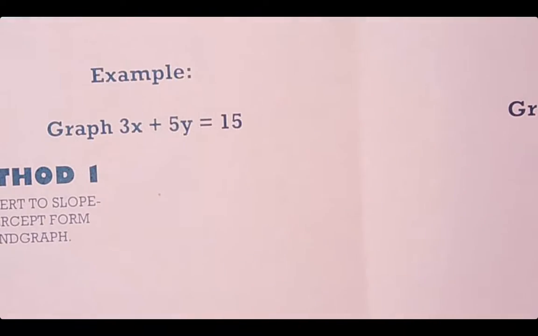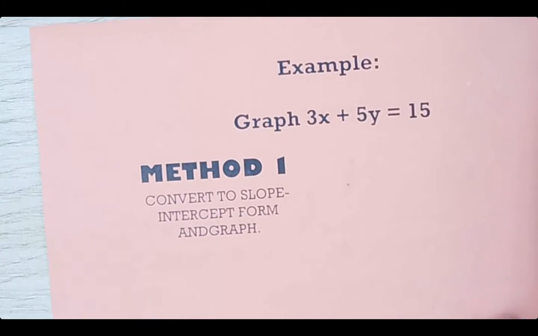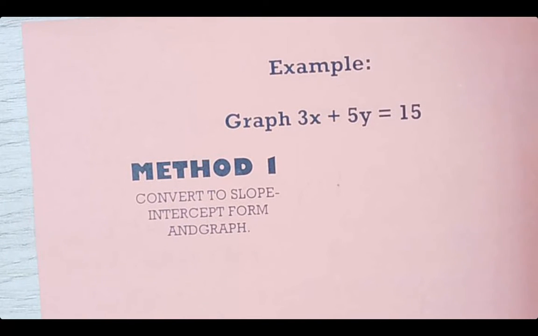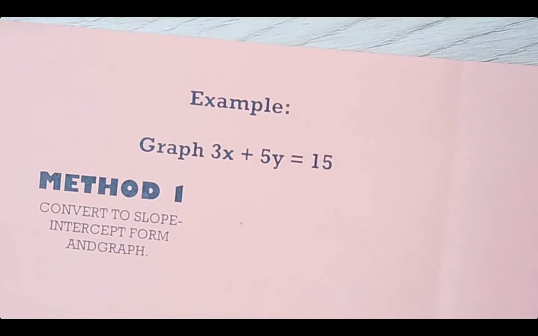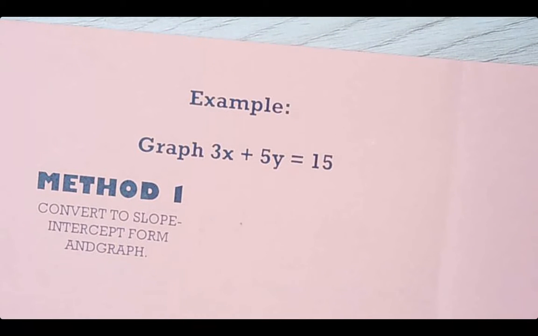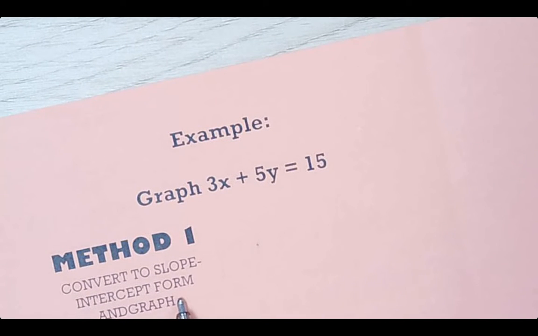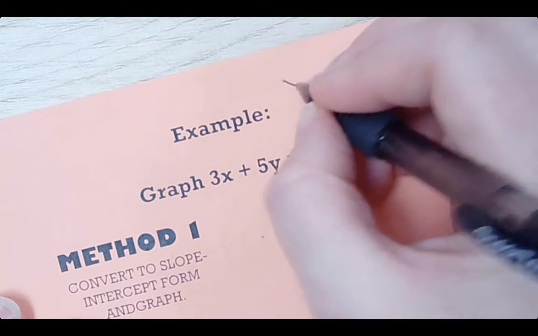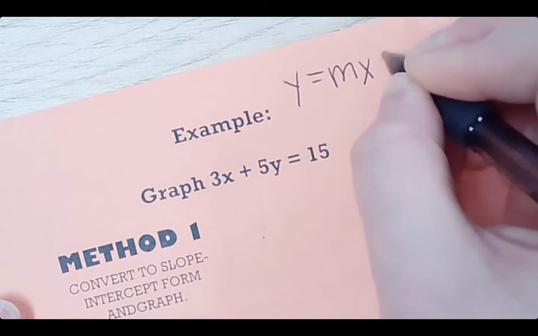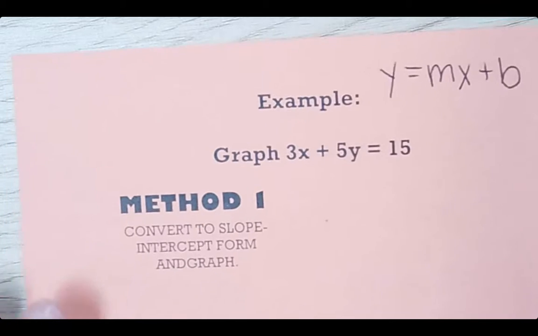Okay, so let's look at actually graphing it with a good graph, since I just had to sketch it on that last one. All right, so here's our example. 3x plus 5y equals 15. So we are going to do method 1 first, and then we'll do method 2. So method 1, convert standard form to slope-intercept form and graph. Slope-intercept form is mx plus b. That's our most popular equation in algebra.